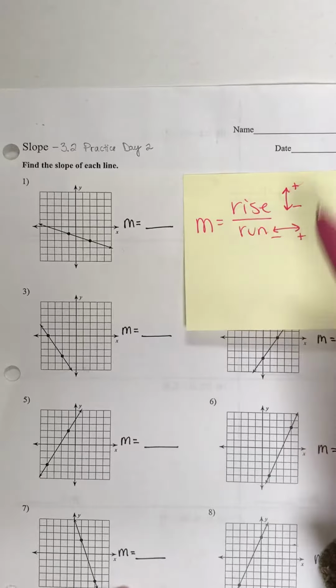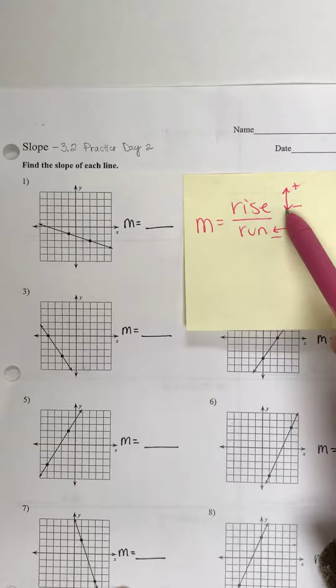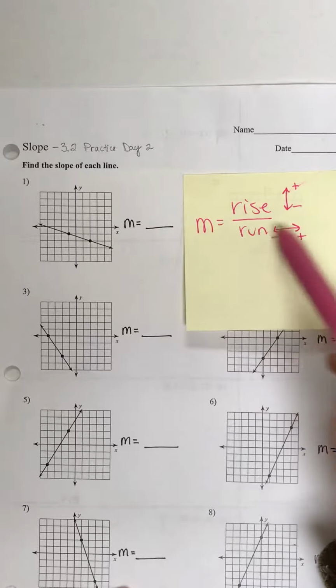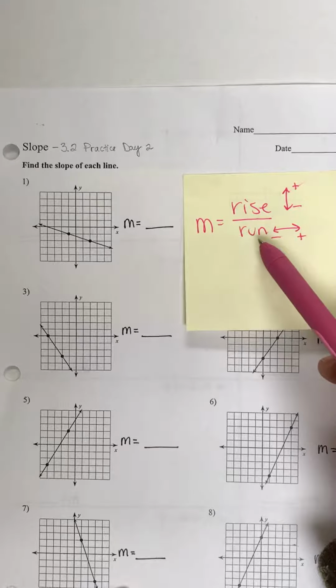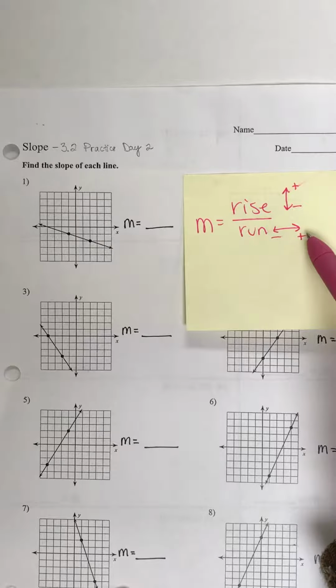Now, rise is your vertical distance, or your up or down distance. If you travel up, the number's positive. If you travel down, the number's negative. Run is your horizontal distance. If you travel left, it's negative. If you travel right, it's positive.